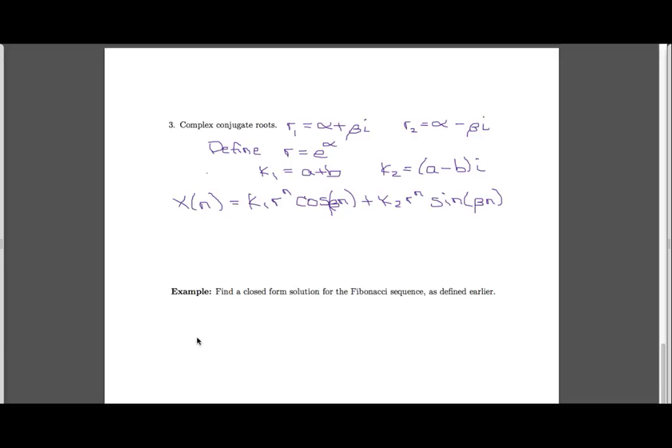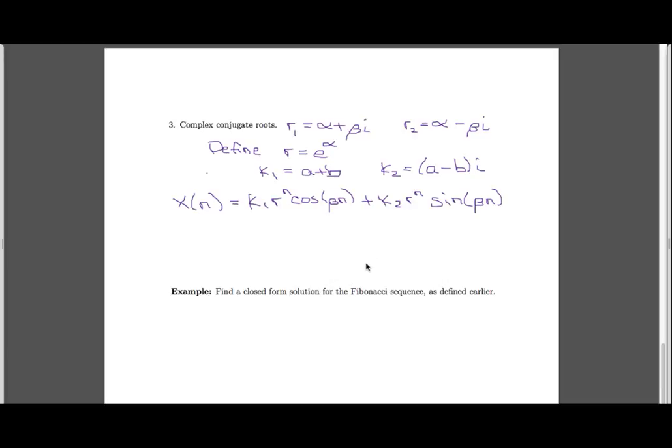I'm going to rewrite this cosine part because it's bugging me. It's already a little bit better. Okay, cool. So k1 and k2 are dependent on little a and little b, which were arbitrary, but those are, again, determined by the initial conditions.